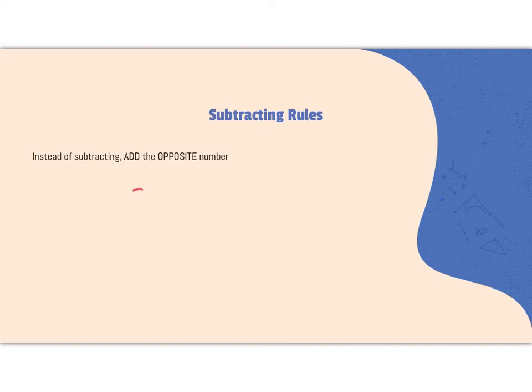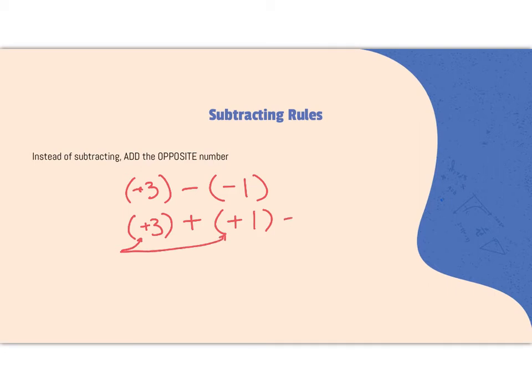If I have a positive 3 subtracting a negative 1, then what I would do is just recopy the first number, never touch that first number, and I'm going to add, still keep the 1, but change that sign. So instead of subtracting a negative 1, I'm going to add a positive 1. Now I just keep going back to those addition rules. So if they're the same sign, then I'm just going to add the 3 plus a 1, and I'm going to keep that positive symbol.